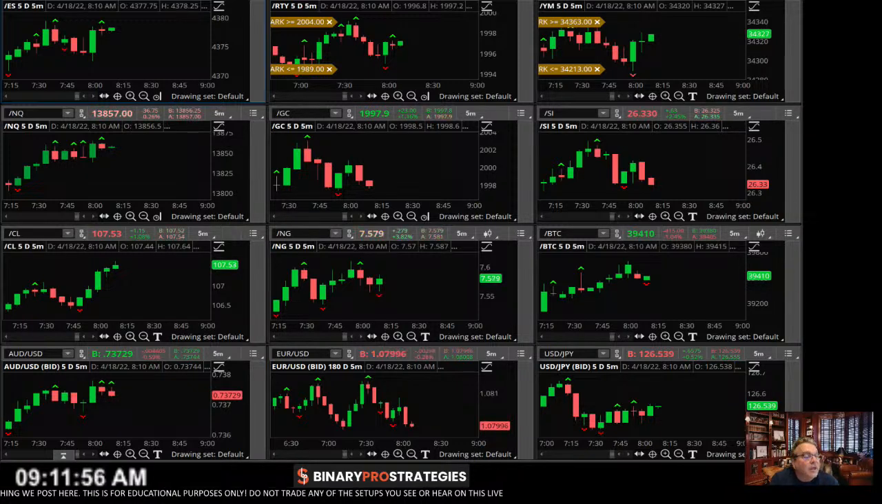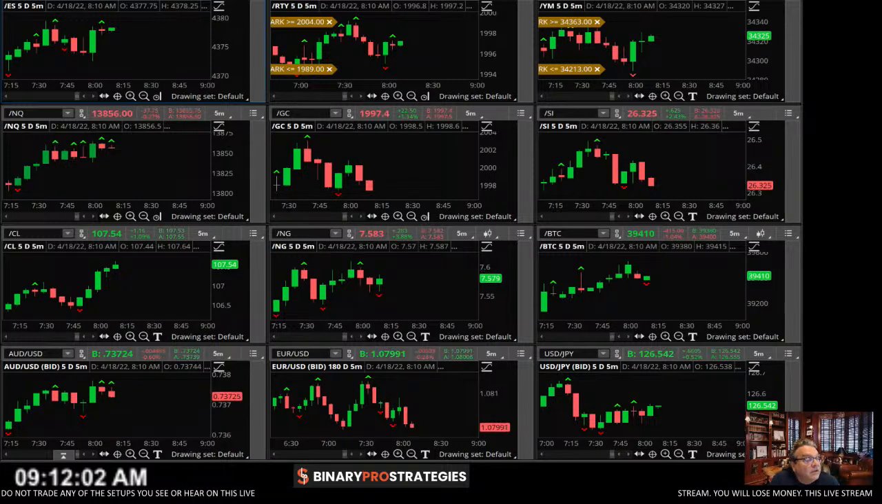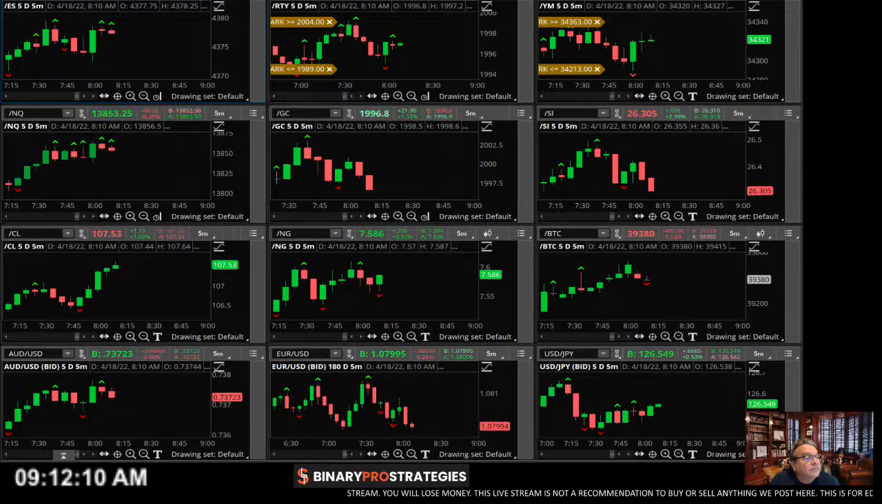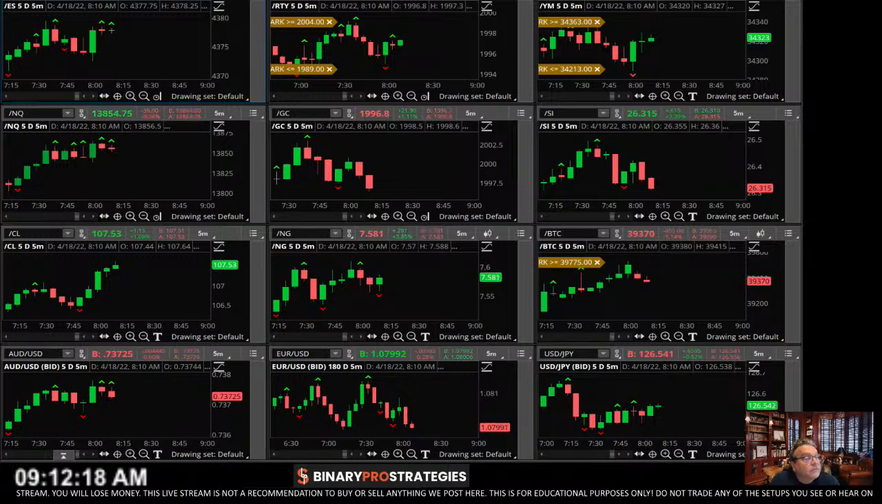Also getting a buy on Bitcoin right now. Buy's coming in at 394 even. Target on Bitcoin is going to be 397.75. Reversal on Bitcoin is going to bring us down to 386.50.